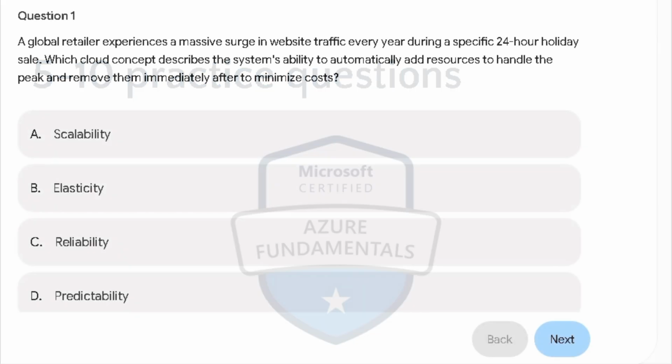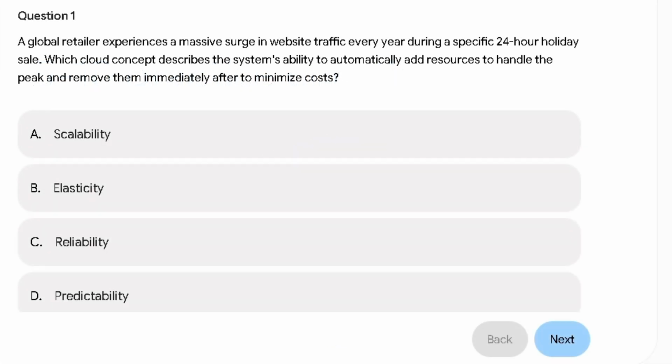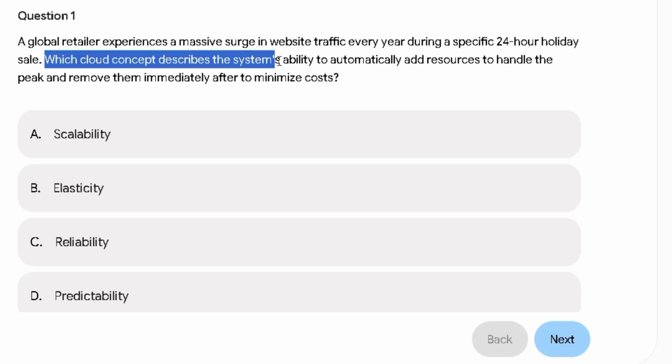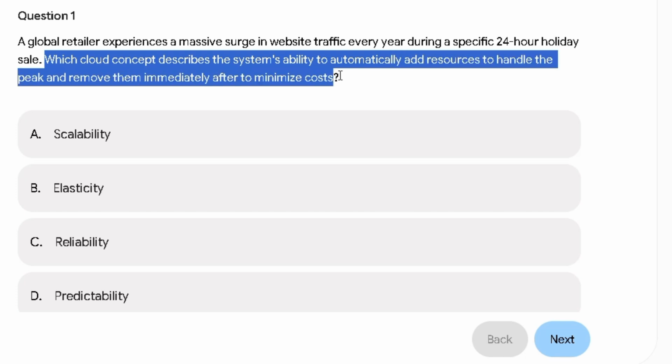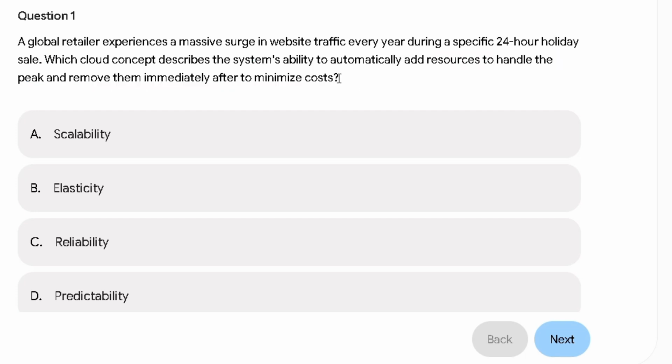Question number 1. A global retailer experiences a massive surge in website traffic every year during a specific 24-hour holiday sale. Which cloud concept describes the system's ability to automatically add resources to handle the peak and remove them immediately after to minimize cost? So let's check our answers.